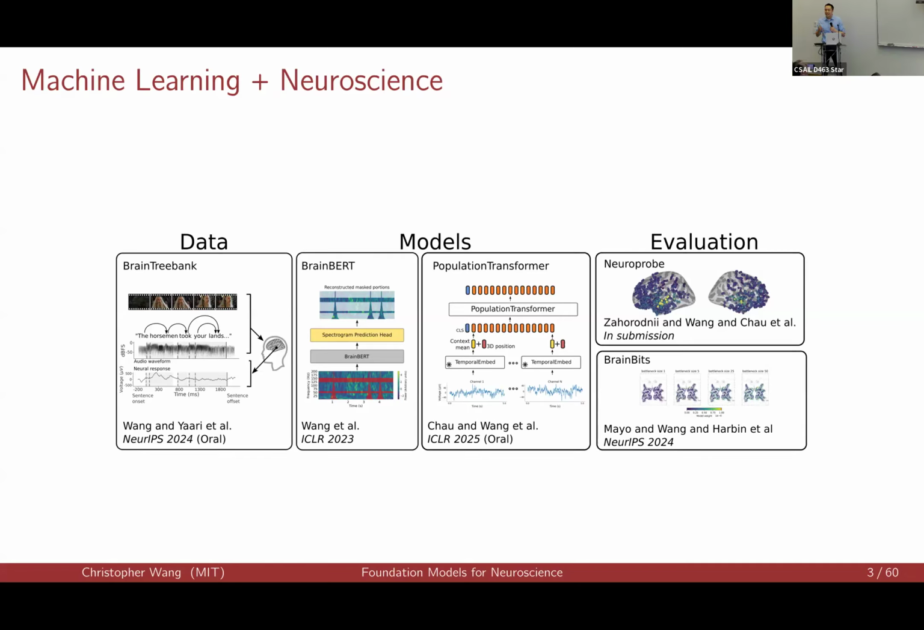Let's start with the data. And the question we're going to be answering in this section is, how do we collect brain data at scale? This will be a very fundamental part of the talk because the data we collect is going to be the sandbox in which all our modeling and evaluation happen.